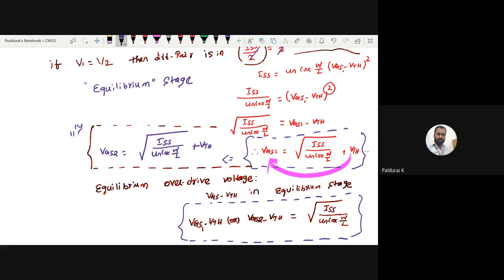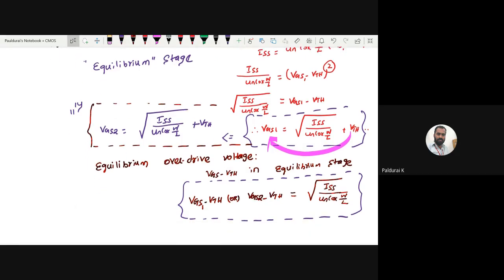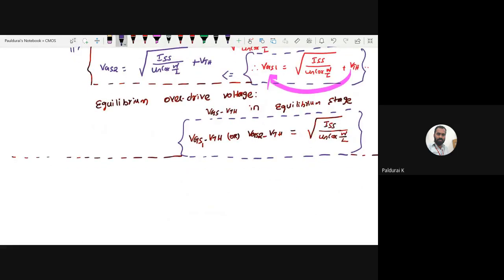Any doubt in this? So that is the very first step towards the CMOS, I mean MOS differential pair. After sketching those waveforms qualitatively, I started the quantitative analysis. In that, the very first step, we want to know what is the expression for equilibrium overdrive voltage. So any doubt? So far, so good, right? Okay. Before moving to the next concept, I want to take one example. Then later I will connect this example with differential pair.